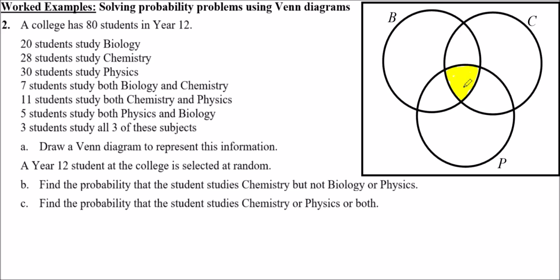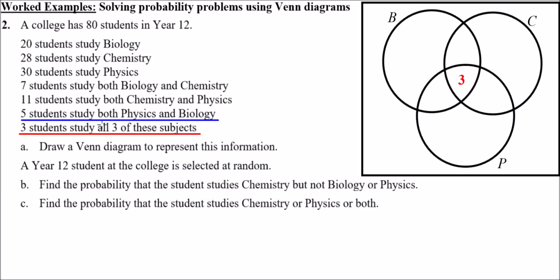So this region is going to denote all the students that study all 3 subjects. We are told how many students study all 3, so in this region what we need to do is write in 3. So the first step is this. 3 students study all 3, so we put 3 there. Next up, do the other overlap bits first before doing the separate parts last. So what we could do next is this one, for example.